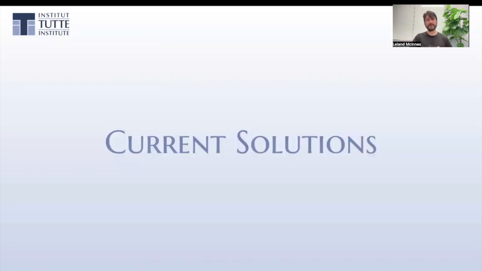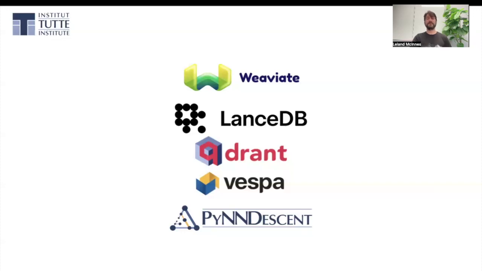So what are the current solutions in this space? There are innumerable vector databases out there, Weaviate, LanceDB, Qdrant, Vespa. We have a library called Pioneer Descent. That was what the video was from, doing a graph-based approximate nearest neighbor search. Our goal with that was to specialize again to the kinds of data that we are interested in, including sparse data and a wide variety of distance metrics.